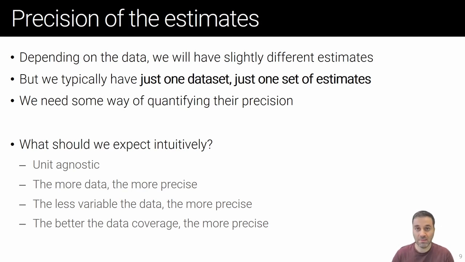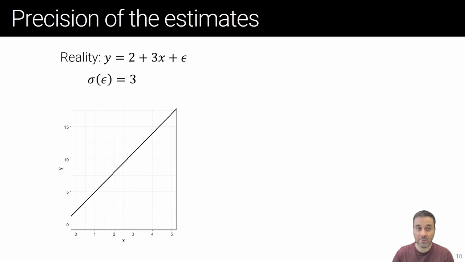So let's see a few examples. Let's say that in reality, the model is something like this. The response y is 2 plus 3 times x and a certain amount of variability that we don't know about. In this case, let's assume it's something with a standard deviation of 3. So reality looks like this. Of course, we don't know in reality what it is, but just for illustration, let's assume it's something like this.